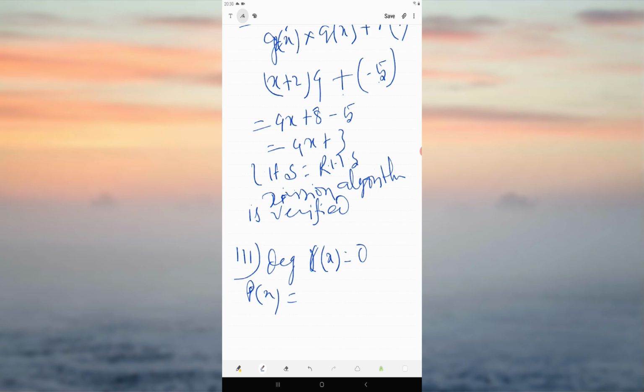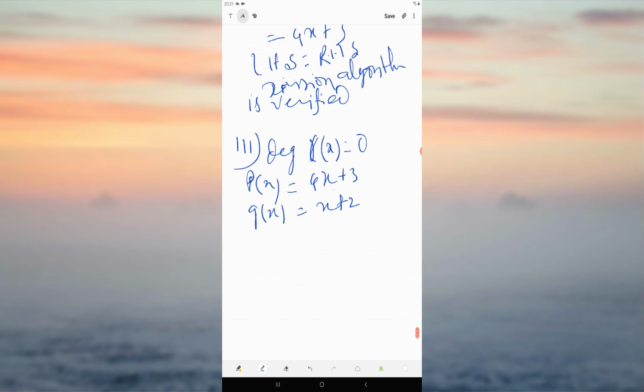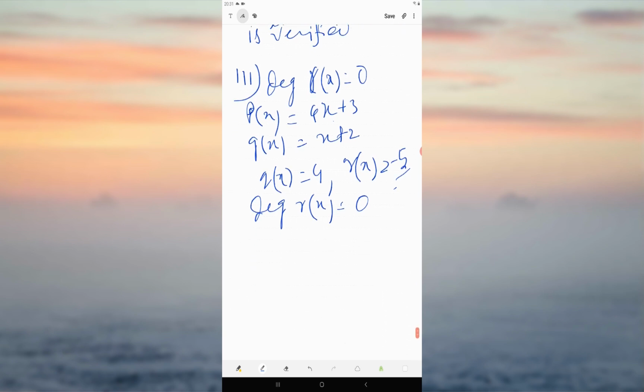So the previous case also can be taken as an example. So 4x plus 3 again, and g(x) assume it as x plus 2. If you divide, we will get q(x) as 4 and r(x) as minus 5. So here the degree of r(x) is 0, correct? So since the degree of r(x) is 0, now we can also verify the division algorithm.